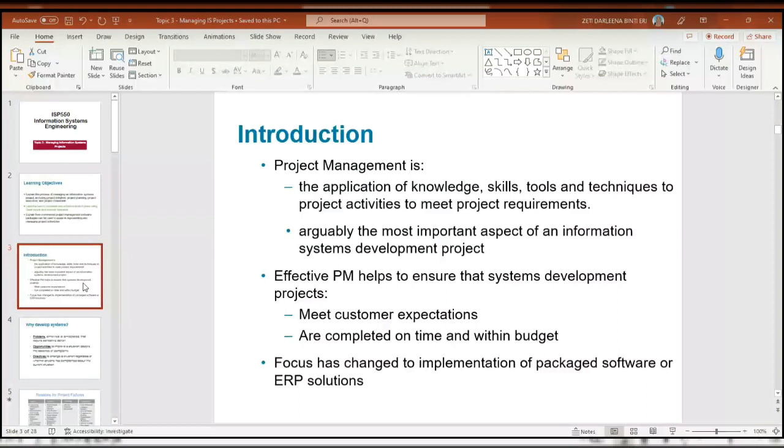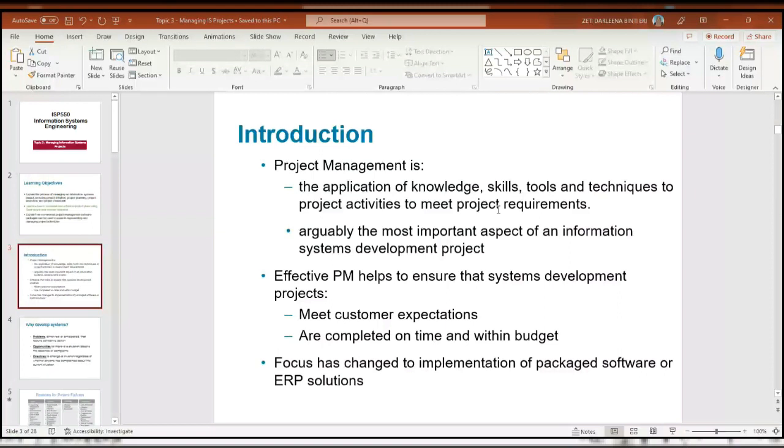So basically, project management is the application of the knowledge. So we have to have knowledge, the skill, the tool, the techniques to project activities to meet project requirements. And then the other project goal.